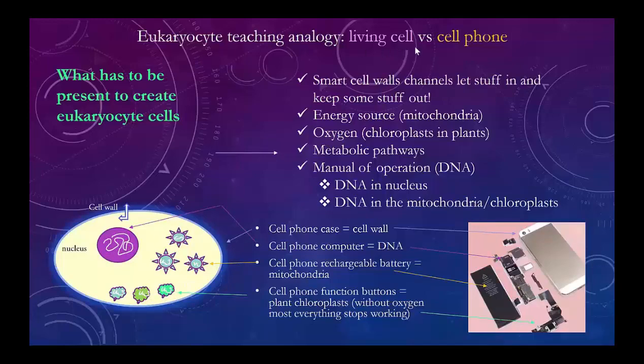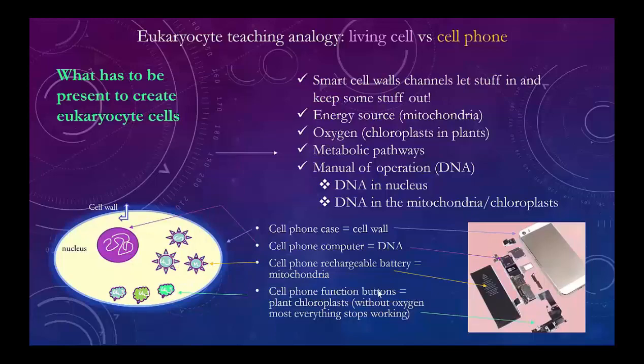Now, just so you understand this, let's look at a cell phone for comparison. So if we have an outer cell wall, so does the cell phone. There it is. Inside, we have to have DNA to run everything. It has to have a little computer, and there it is. There's the computer in your cell phone. It has to make energy. Well, so does the phone. Here's the battery. Here's the mitochondria. The battery, if it runs out of juice, the phone doesn't work. The same is true. If the mitochondria don't work, the cell stops functioning.